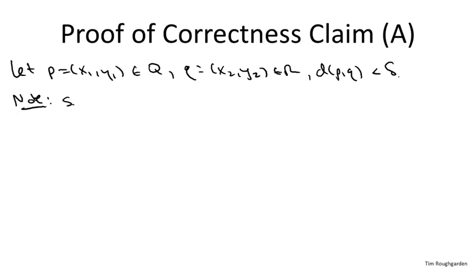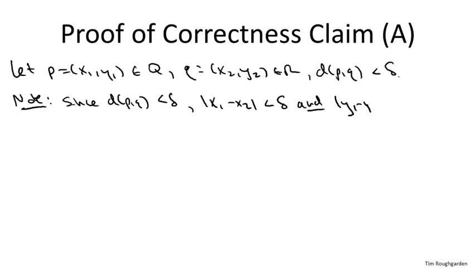So specifically, by our hypothesis that P and Q have Euclidean distance at most delta, it must be that the difference between their x-coordinates in absolute value is no more than delta, and as well, the difference between their y-coordinates is at most delta. Okay, and this is easy to see if you just return to the definition of Euclidean distance that we reviewed at the beginning of the discussion of closest point. Okay, so if your distance is at most delta, then in each coordinate you differ by at most delta as well. Now, what does A say?